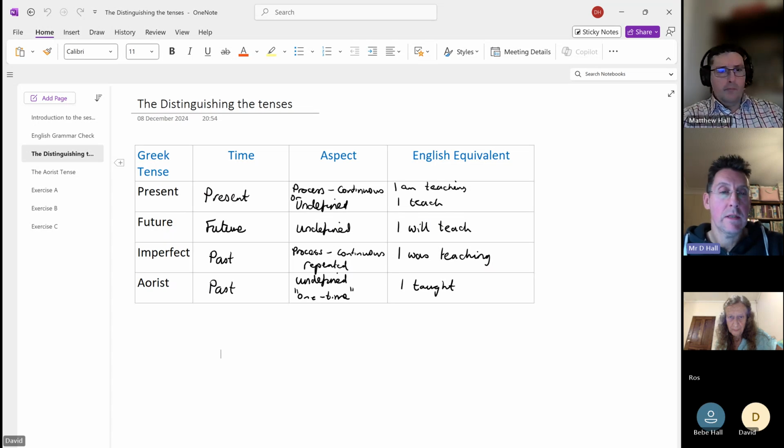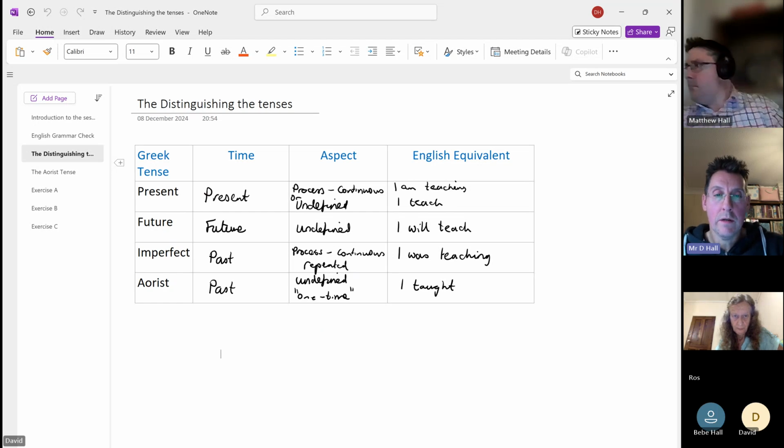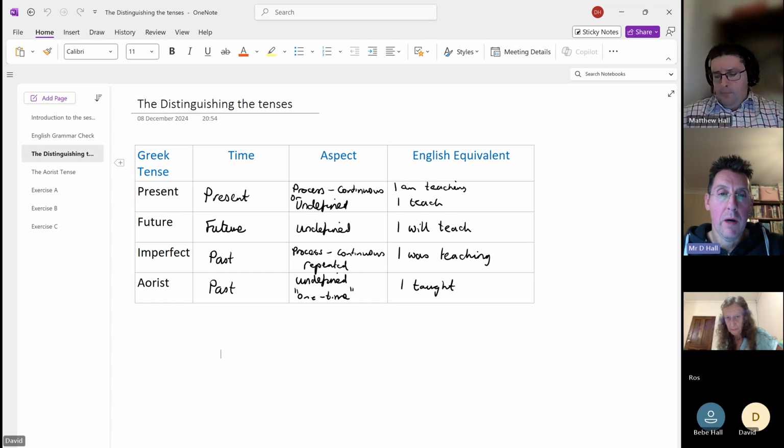In the future, it's the same as the future in English. It's undefined: I will teach. That's the English equivalent. And then we have the Greek imperfect tense, which is what we looked at before. That was where we would translate it with the past continuous or repeated action. So I was teaching. And it gives that continuous nature.